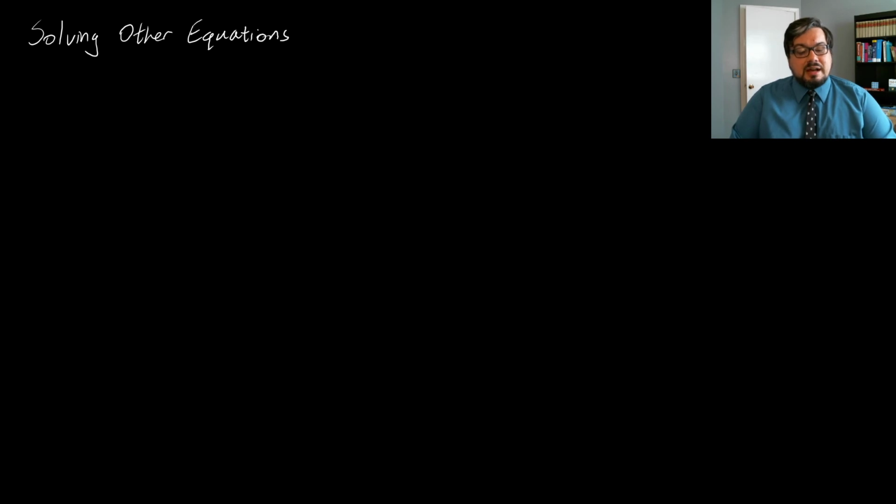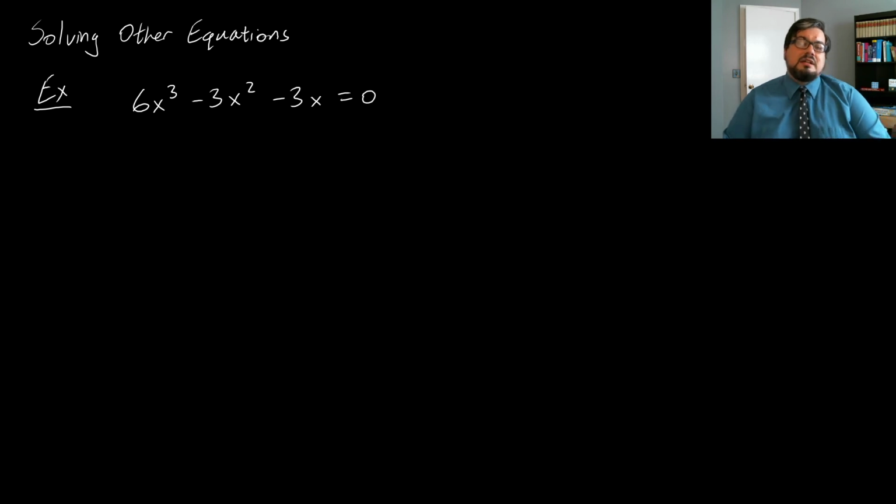So sometimes we can just factor, and there are a few different ways that we can do that. So let's look at what happens with the following polynomial. Let's look at the polynomial 6x cubed minus 3x squared minus 3x equals 0. Let's look at this equation right here.